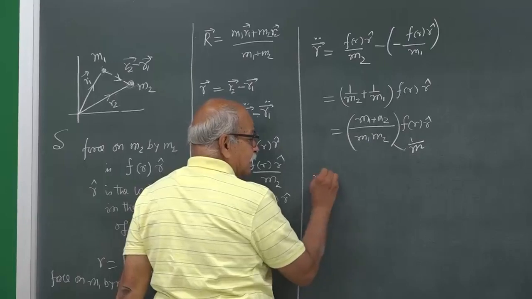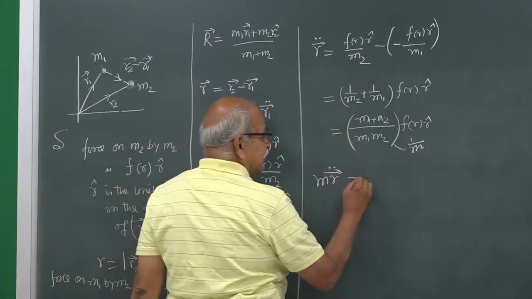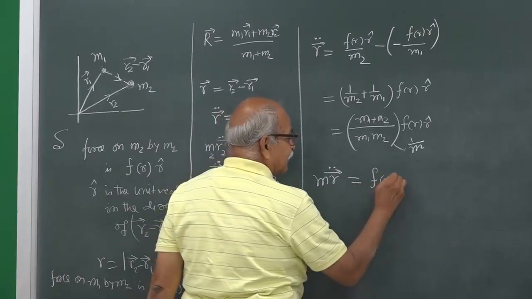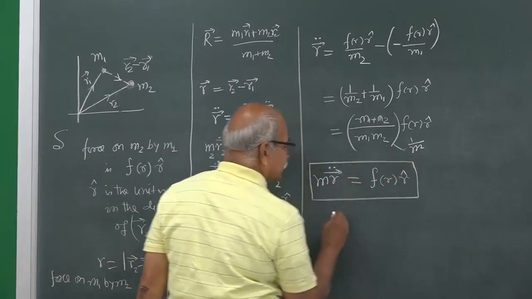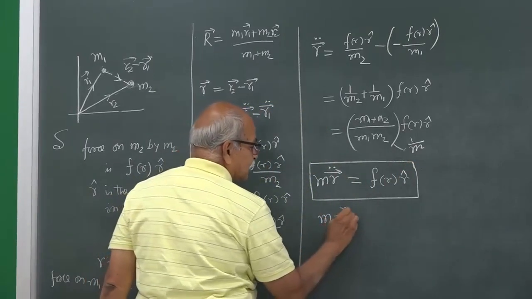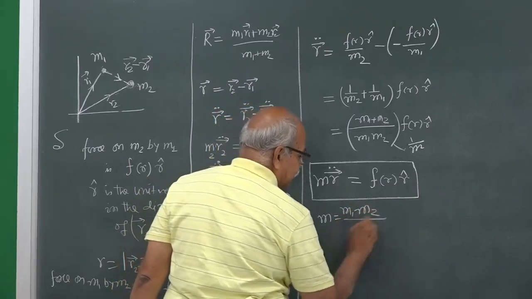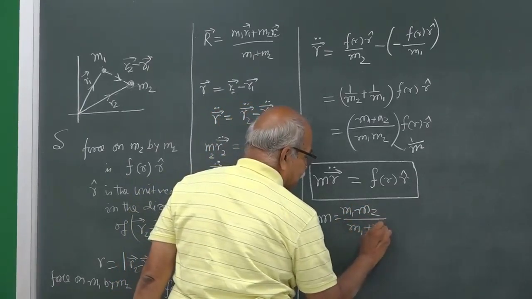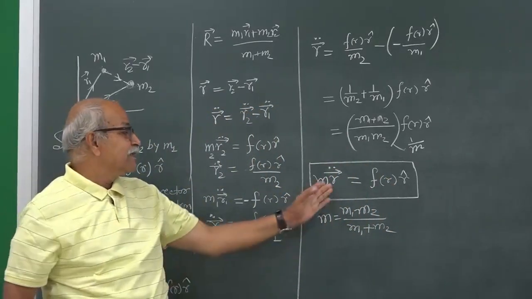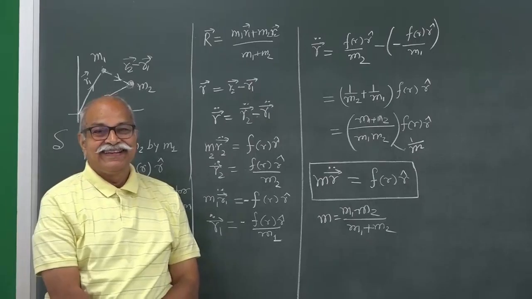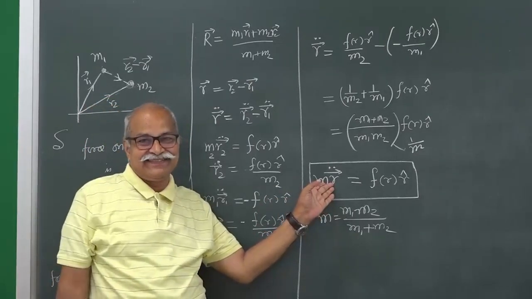M times r double dot is equal to Fr r cap, where m is equal to m1 m2 divided by m1 plus m2. And what is this equation? This is the equation that we have solved in the previous lectures.